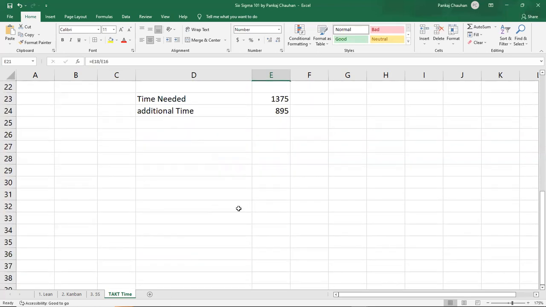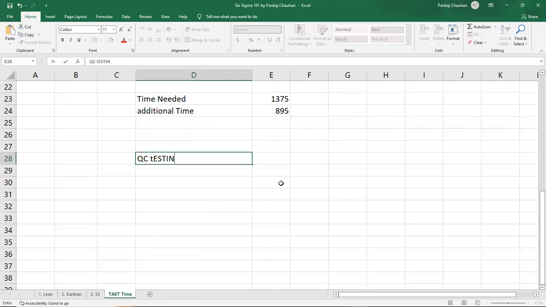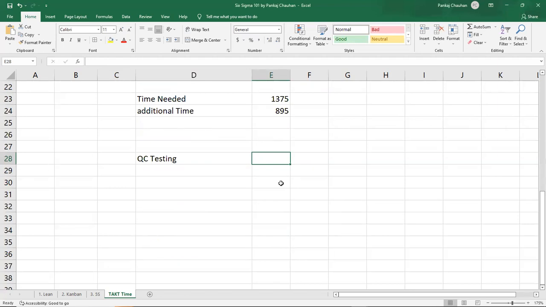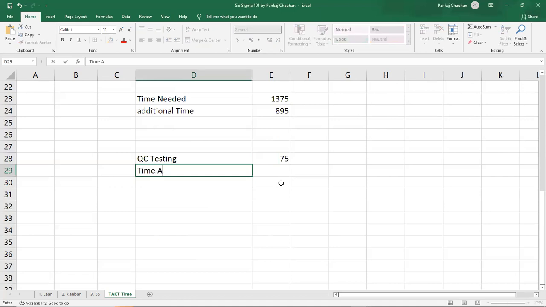I can take another example as well from your industry. Suppose you are doing the QC testing. You are working in the QC testing, and the number of products in a day you have to test is around 75, let's say. And the time available is again the same, 8 hours into 60 minutes. So 480 minutes you need. So what will be the TAKT time?